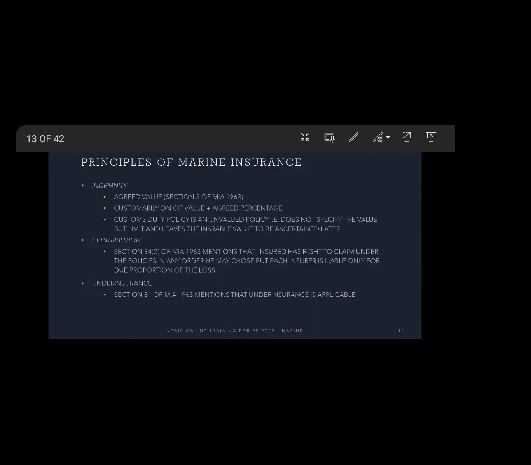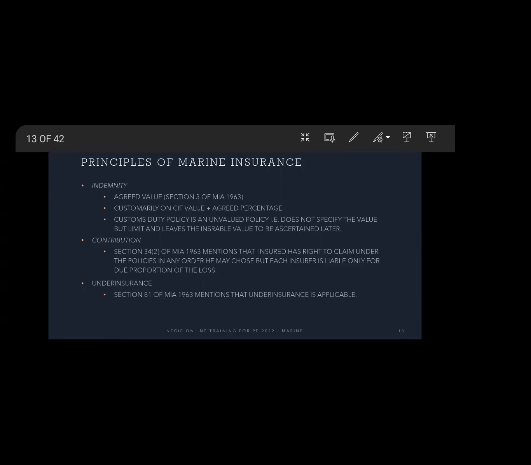Suppose there is a damage, we will estimate the customs duty on actuals. If the actuals is less than the limit, we will pay the actual. If the actuals is more than the limit, we will pay the limit. So this is the difference between custom duty policy and other marine cargo policy. So this is about indemnity in marine cargo policies and agreed value in marine cargo.